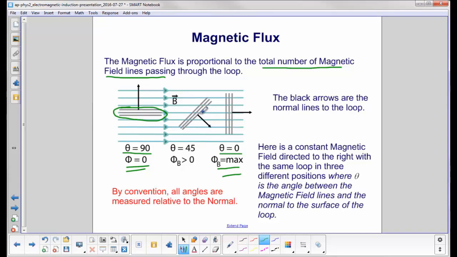Here my angle between the normal and the field line, so let me just draw the field line right there. This angle here, you always measure to the normal. That theta is 45 degrees. And oh yeah, I even put that in red just to make sure you can see it. What happens here? What's the flux in this middle position?